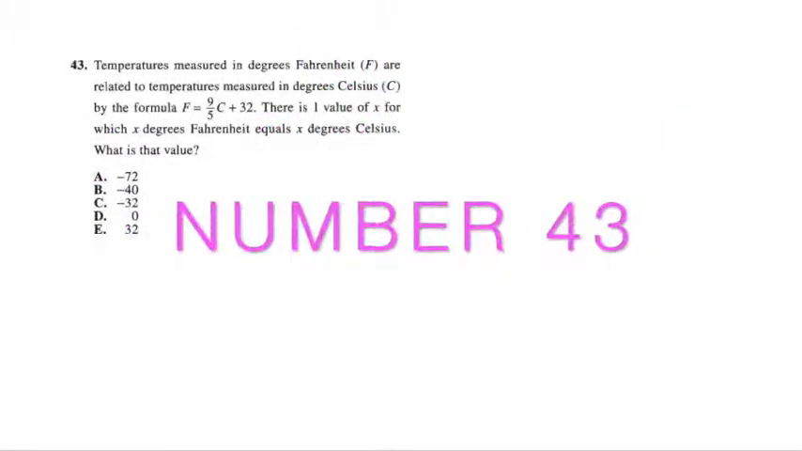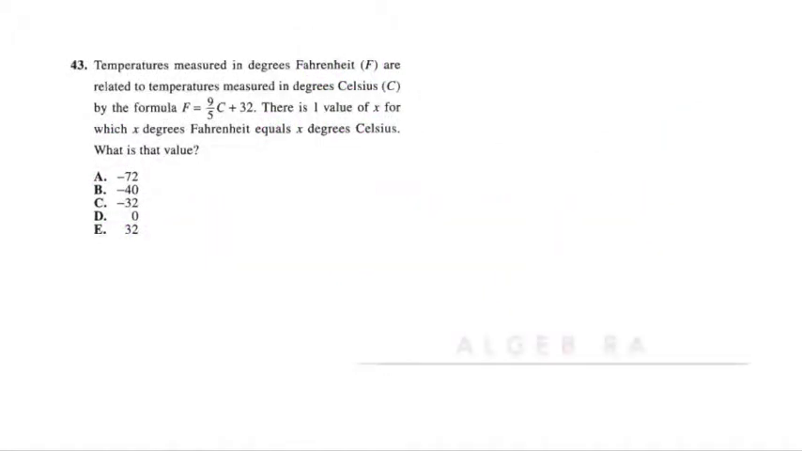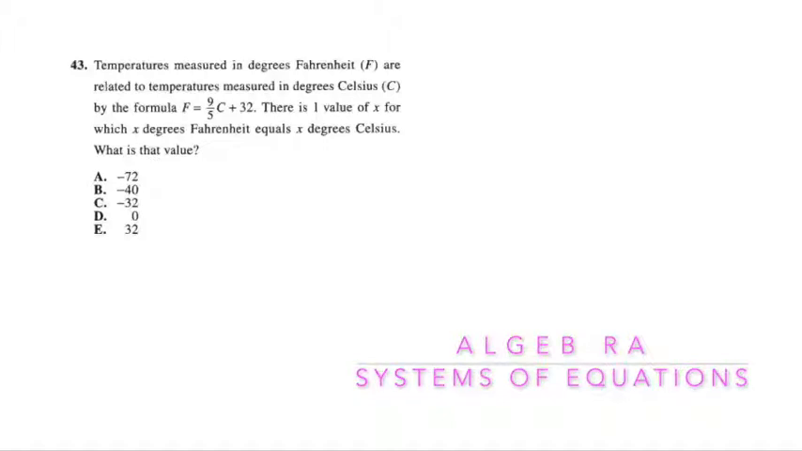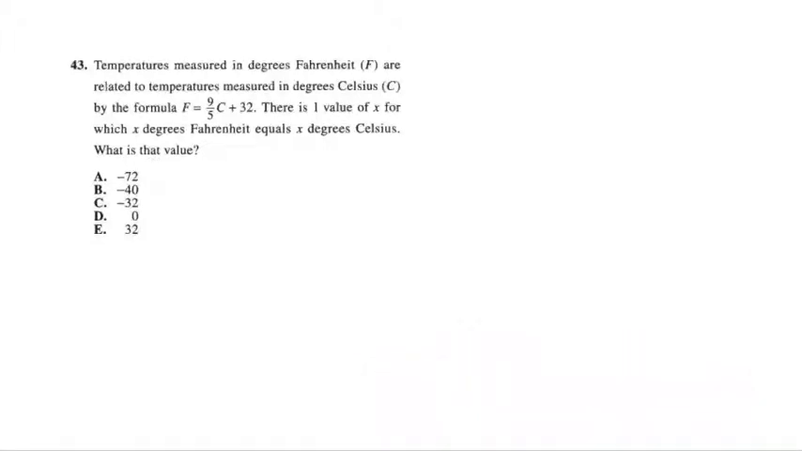Number 43, this is an algebra question. We're working with systems of equations. Temperatures measured in degrees Fahrenheit F are related to temperatures measured in degrees Celsius C by the formula F equals 9/5 C plus 32. There's one value of x for which x degrees Fahrenheit equals x degrees Celsius. What is that value? Let's write it out.